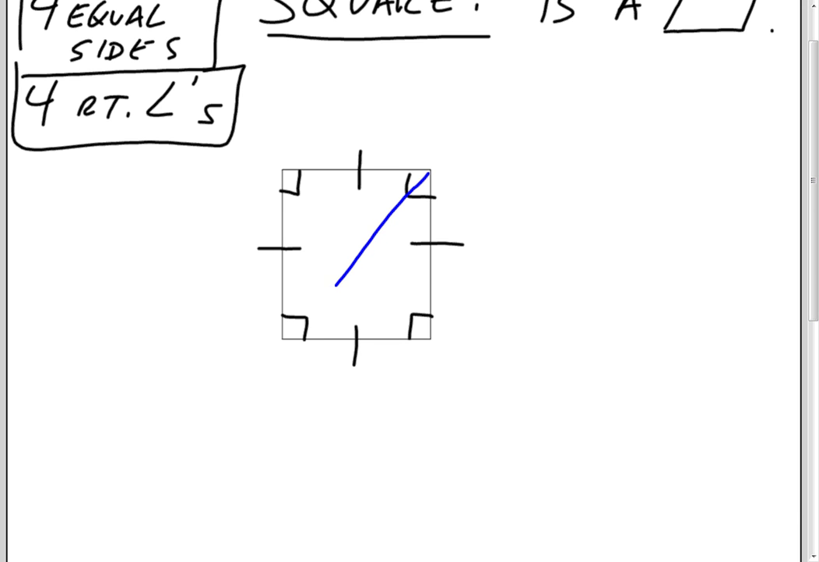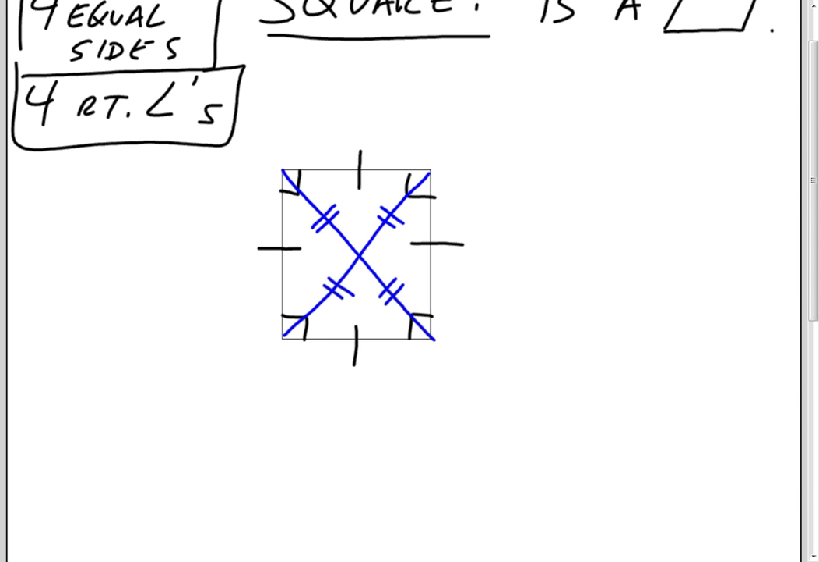Put in two diagonals. Because it's a parallelogram, the diagonals cut each other in half. So put in those slash marks. That's because it's a parallelogram. They're all equal because it's a rectangle. And the rectangle had diagonals that were the same length.